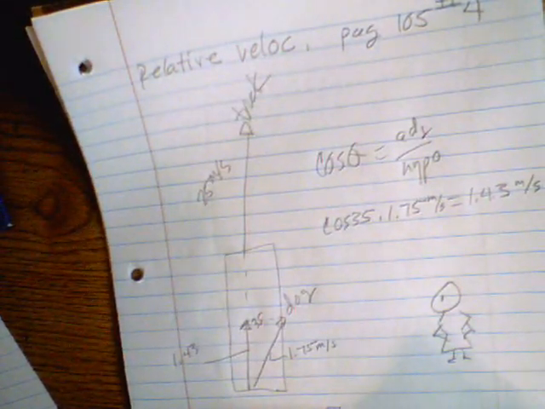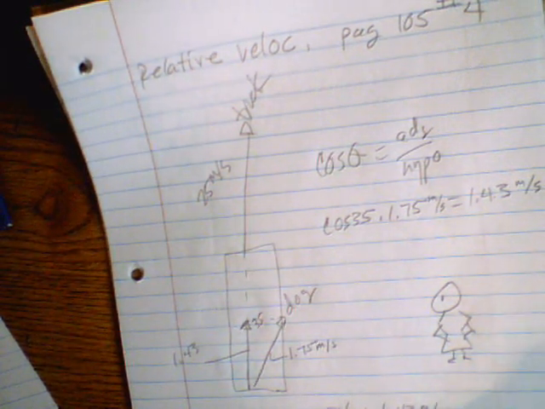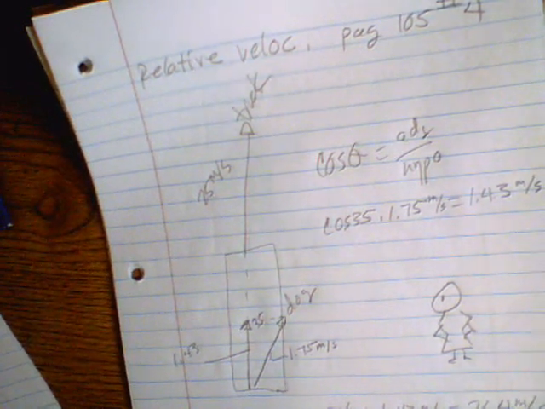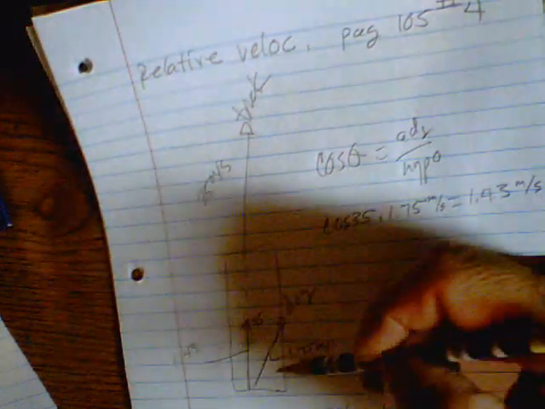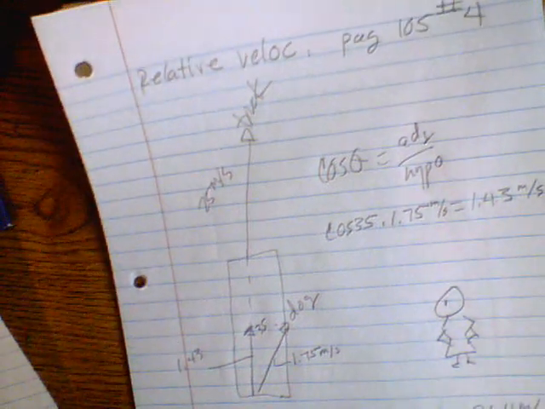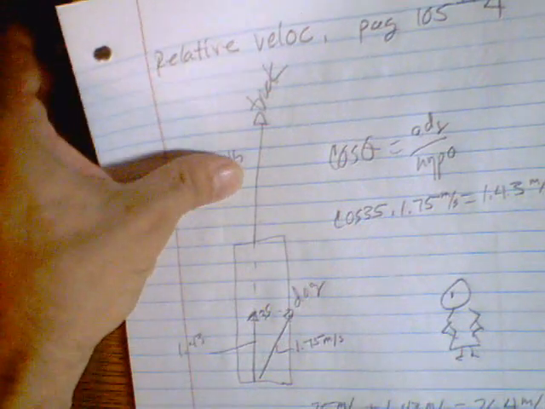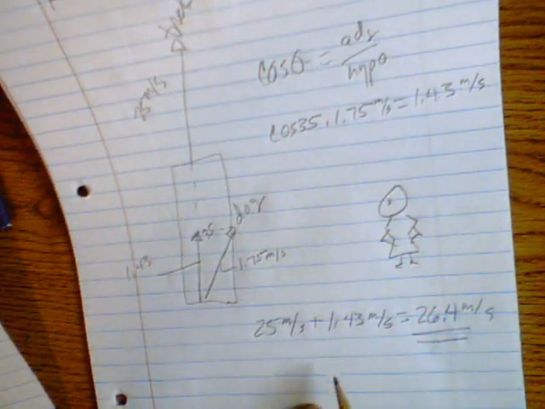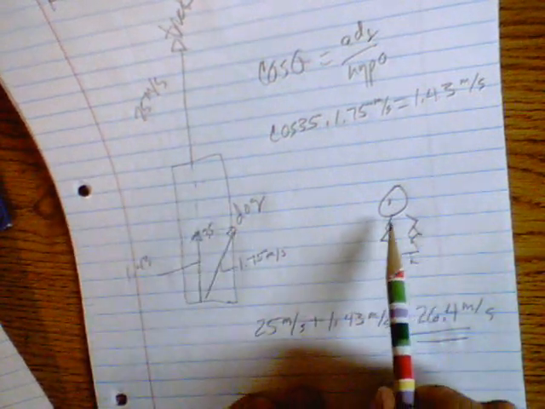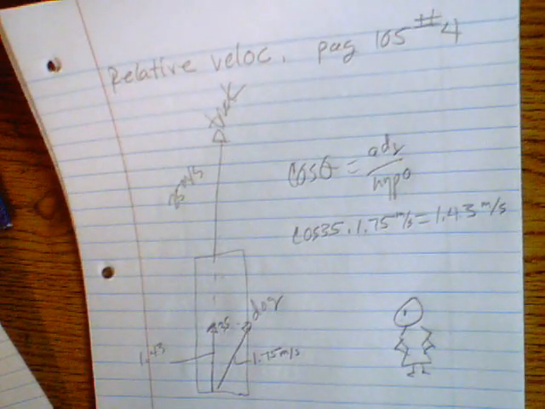So 25 meters per second plus 1.43 meters per second equals 26.4 meters per second, and that's the perspective this person is seeing. The direction would be the direction I didn't resolve, but certainly the magnitude I did, and as you can see, all I did was add these two vectors together, the 25 and the 1.43, and that's the perspective that person was able to see. All right? Relative velocity.